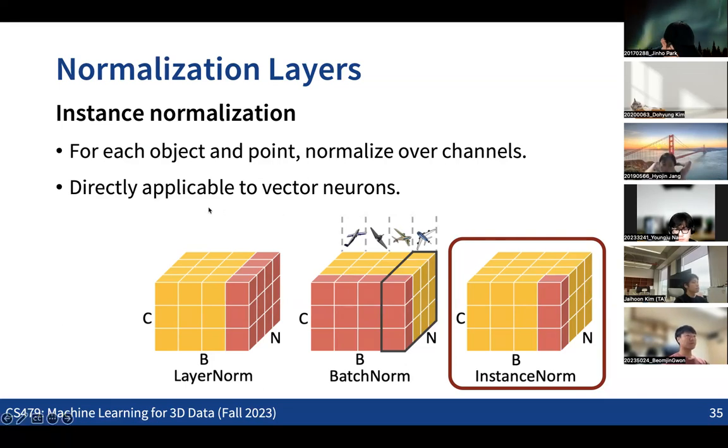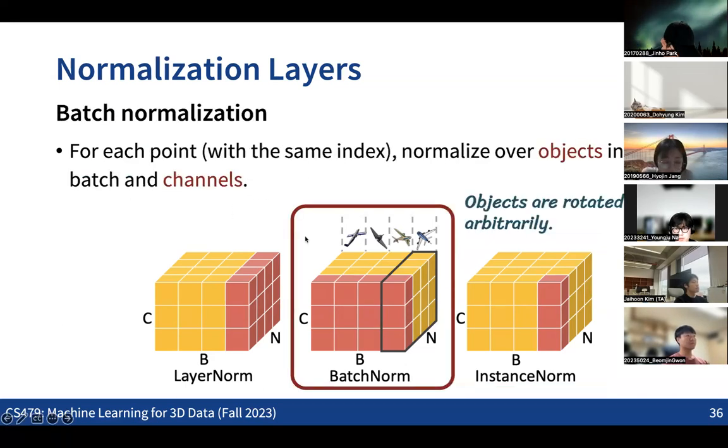The problem actually comes when you want to apply batch normalization. Batch normalization is the case where for each of the points with the same index, we want to normalize all the features over the objects in the batch and also over the channels. That's the batch normalization that we applied in PointNet, right? Again, for each point with the same index, we apply the normalization of the features over the objects in a batch and the channels.